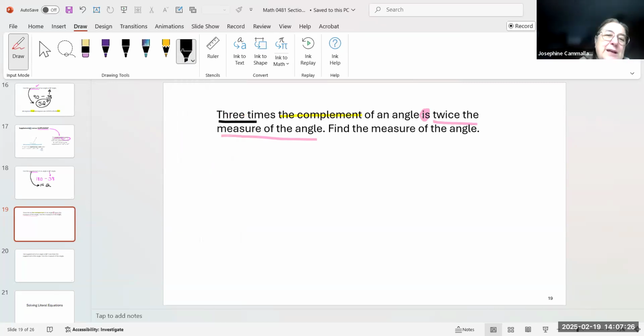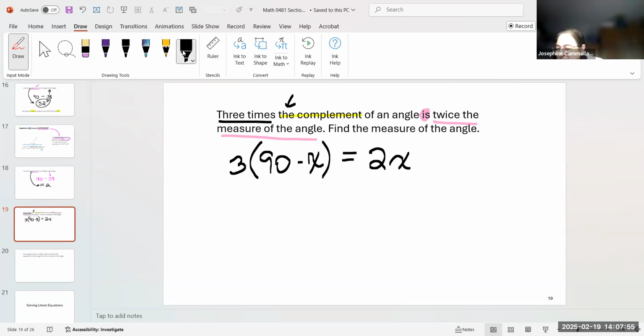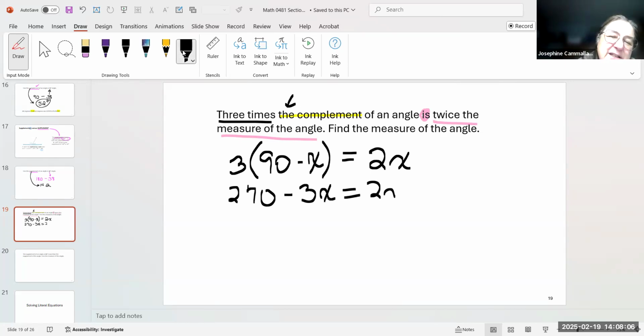Now, 3 times, see that little word the? That's going to indicate I have a parentheses, which I probably should, because what is complement? 90 minus x is twice the measure of the angle. Okay, 270 minus 3x is equal to 2x.